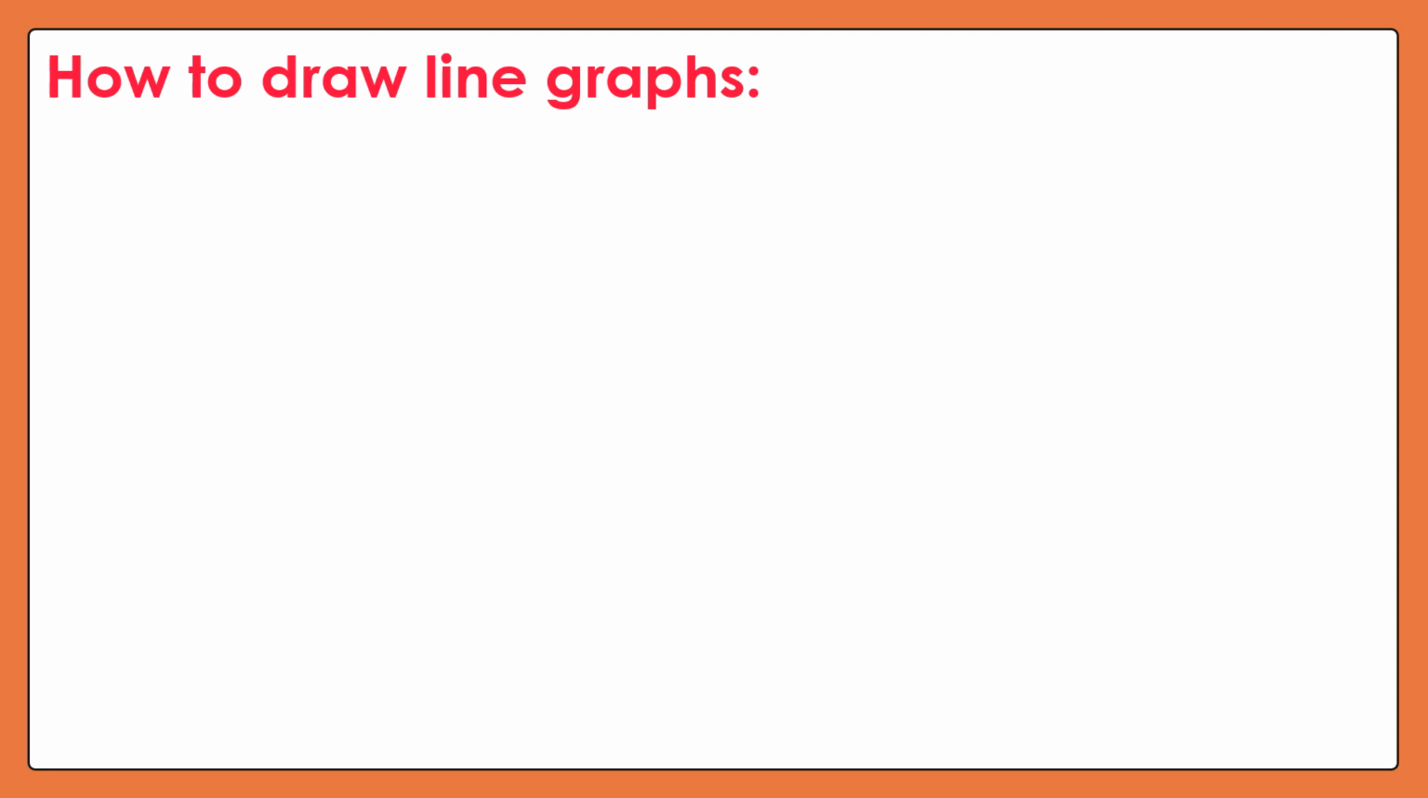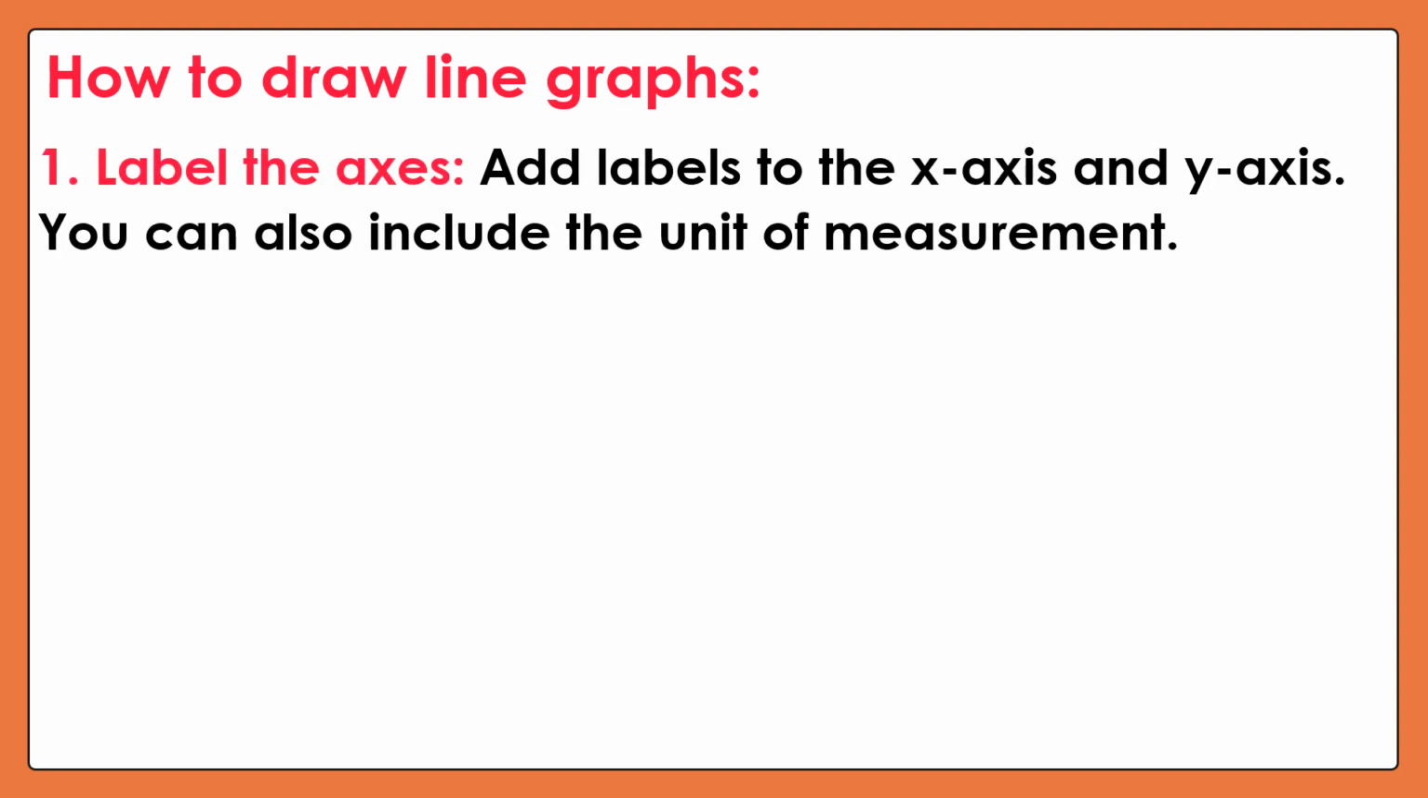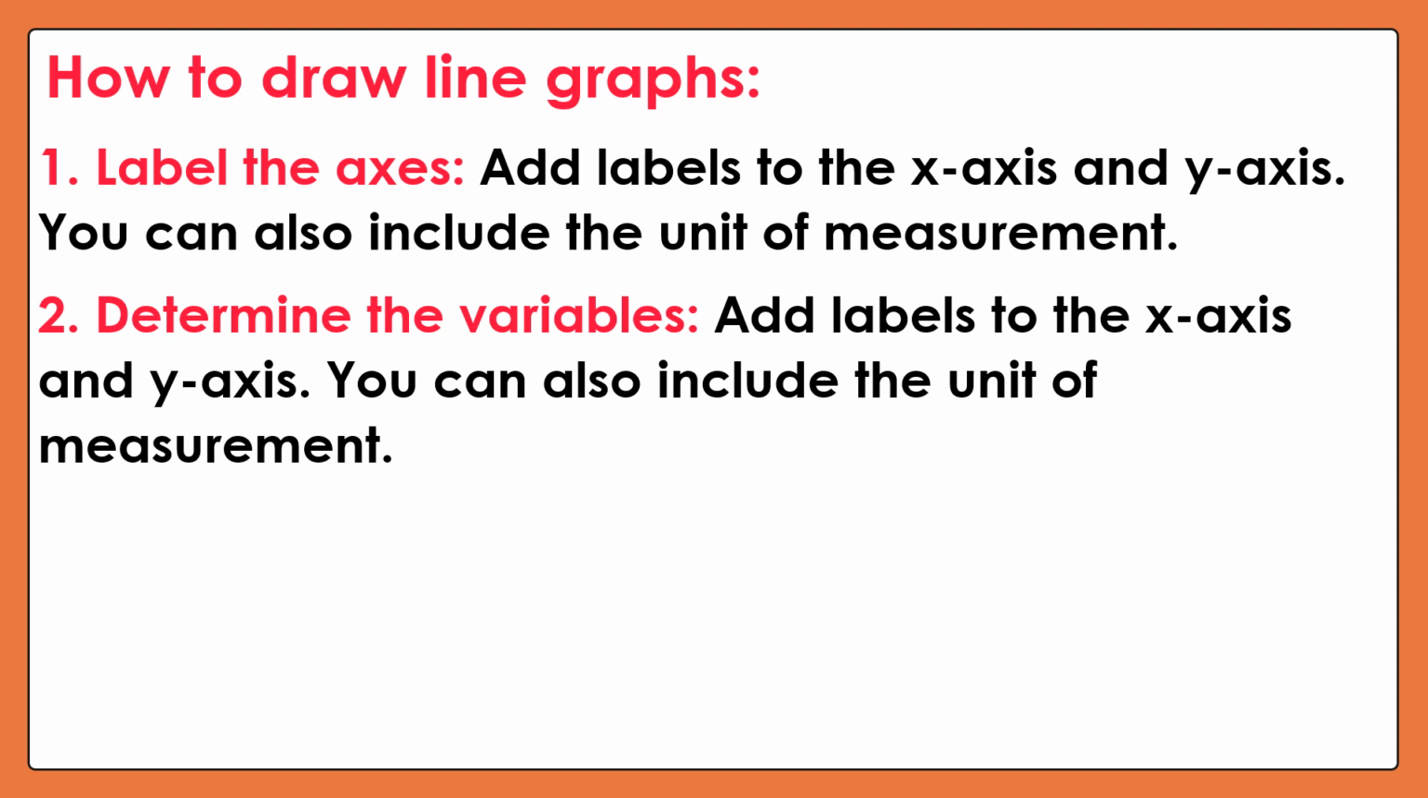How to draw line graphs. First, label the axis. Add labels to the x-axis and y-axis. You can also include the unit of measurement. Second, determine the variables. Add labels to the x-axis and y-axis. You can also include the unit of measurement.